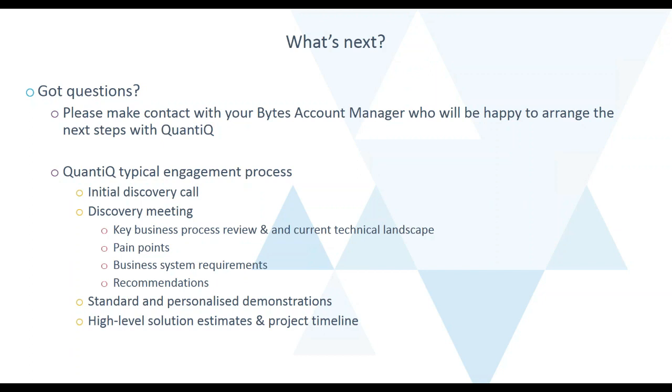But just to give you a quick summary, the typical Quantic engagement process starts with an initial discovery call to get a base understanding of your business needs. This is generally organised with Bytes and us, so it's just making one call and then we'll pick up from there. This is then followed usually by a face-to-face discovery meeting, and again we do prefer to do that face-to-face so we can get to know you better. In this session, we'll discuss your key business processes and your technical landscape.